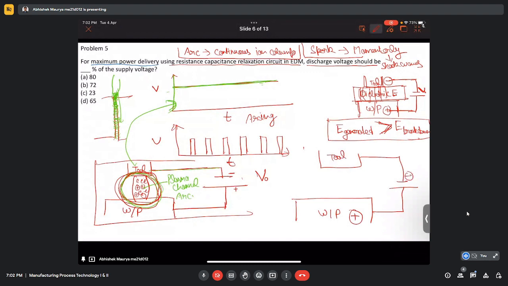But here, what we do, for some time, we will provide the voltage between the tool and the workpiece for a very small time. A similar kind of plasma channel will form.